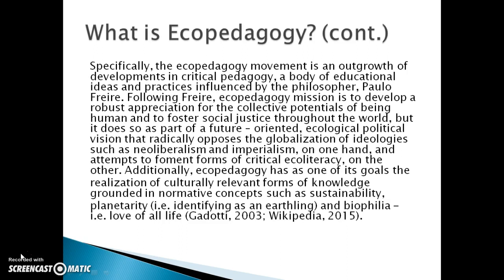So the mission is to develop a robust appreciation for the collective potentials of being human and to foster social justice throughout the world. But it does so as part of a future-oriented, ecological, political vision that rapidly opposes the globalization of ideologies such as neoliberalism and imperialism on one hand, and attempts to foment forms of critical ecoliteracy on the other. Yes, I mean, I don't know about you, but as I was digging into this information, I was consistently confronted with challenging vocabulary that I just had to go back and look up: globalization, neoliberalism, imperialism, okay, critical ecoliteracy, right?